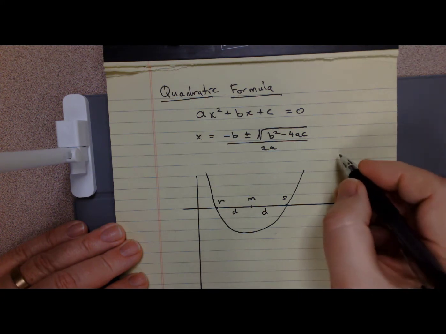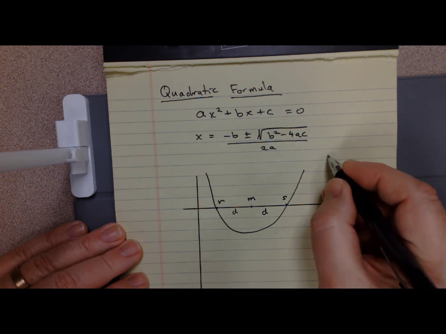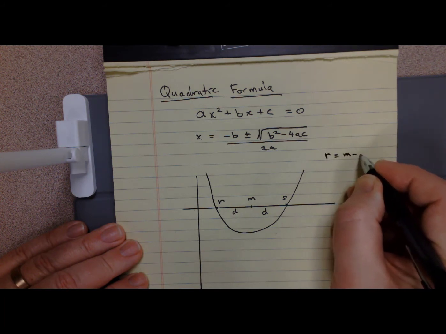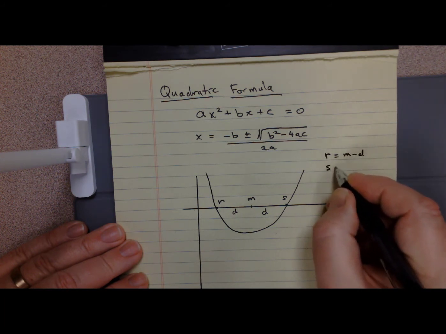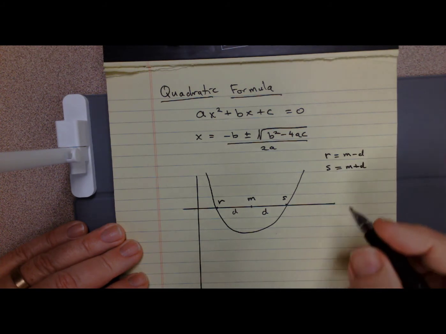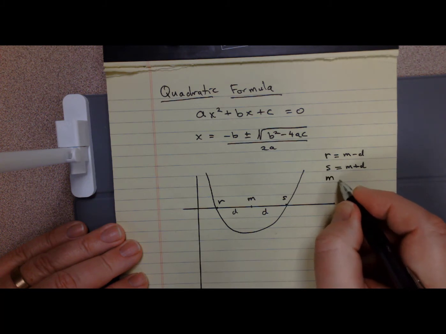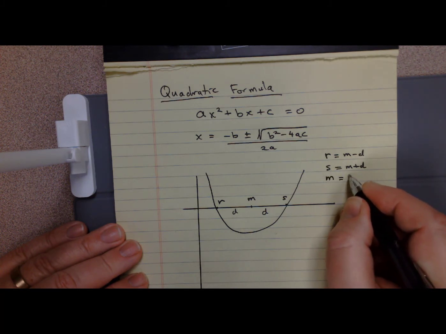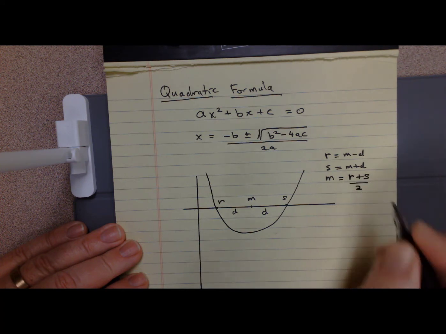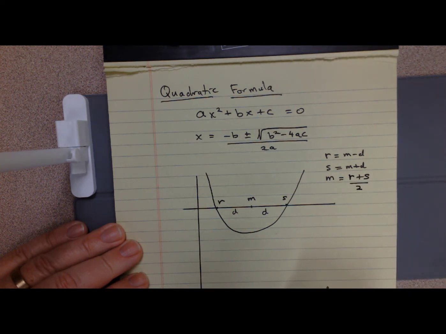And so I can say that r is equal to m minus d and s is equal to m plus d. I also know that m is equal to the average of those two, m = (r + s)/2. Okay, so this is pretty cool so far.